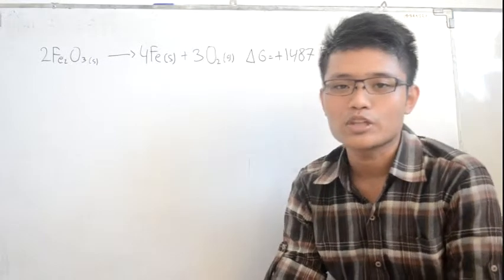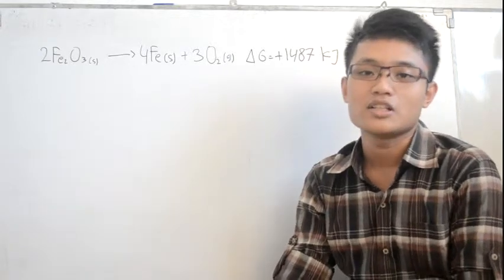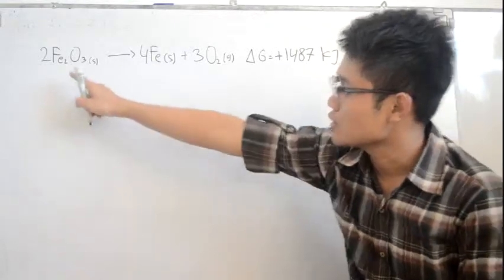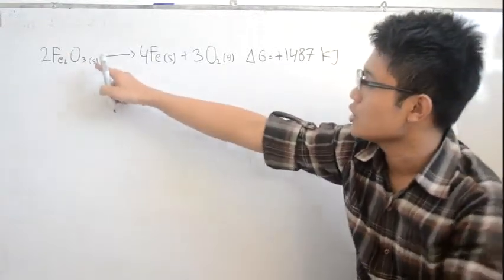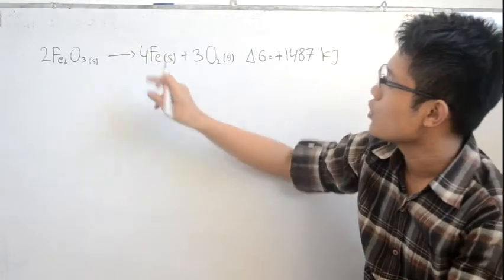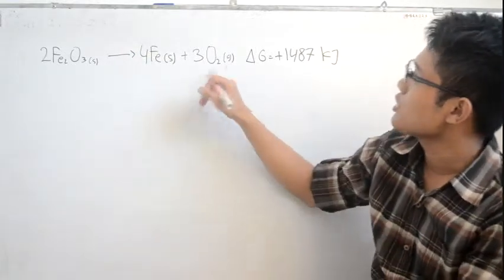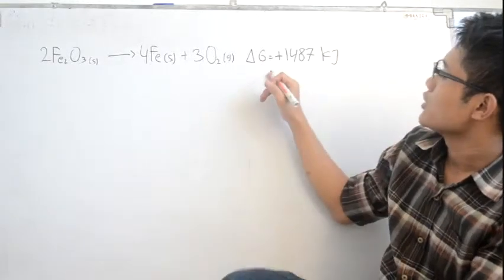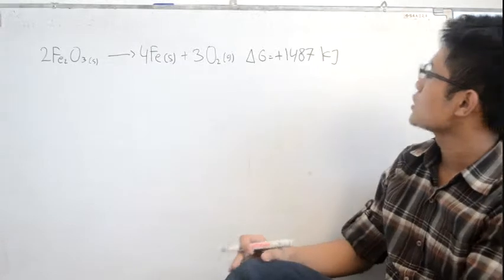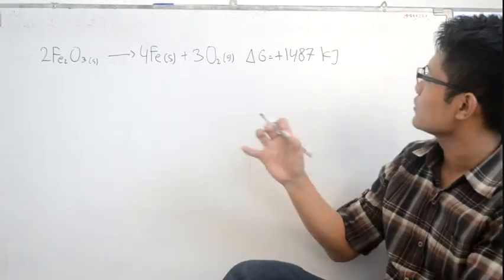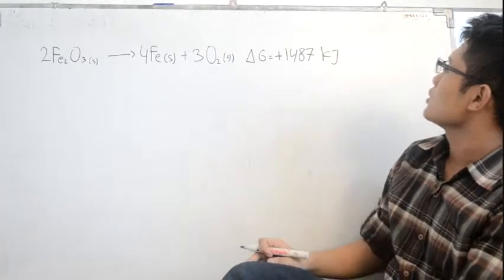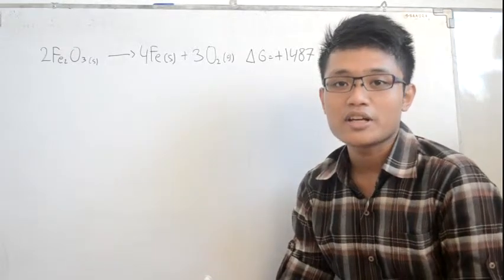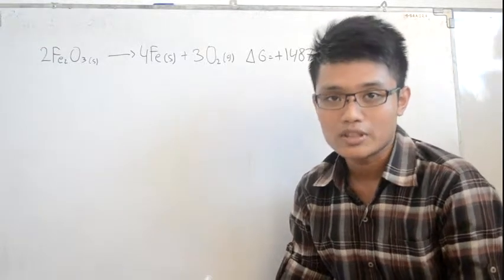Hello everybody, I will tell you about an example of Gibbs energy in a blast furnace. Consider the direct decomposition of rust to iron like this: 2Fe2O3 solid state becomes 4Fe solid state plus 3O2 gas state, delta G equals plus 1487 kilojoules. This large positive value for free energy tells us the reaction is non-spontaneous.